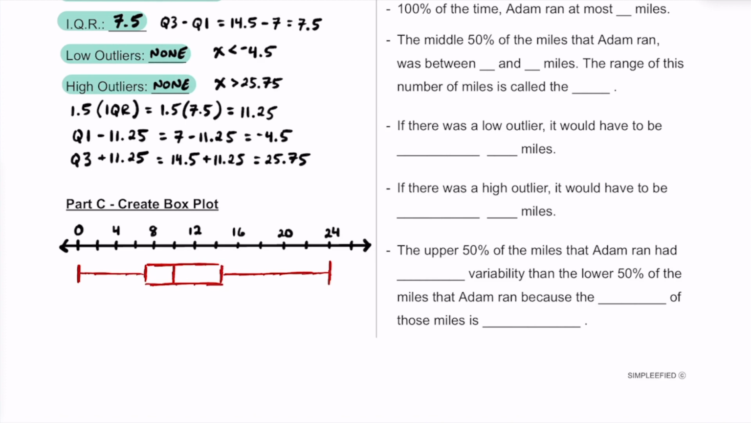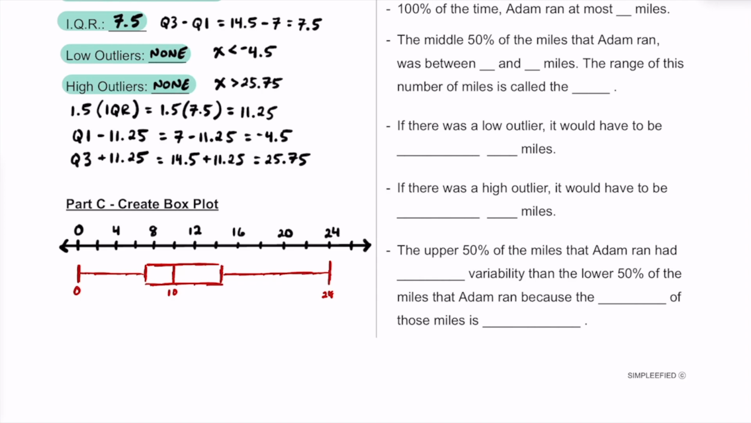Because it's hard to tell and it's not always the most accurate if we're drawing by hand, it's always good to label them. So I'm going to put a 0 here and put a 24, so no one has to guess what these values are. The median is 10. I'm going to put that in the middle, kind of where that median value is. That line represents the quartile 2, or the median.